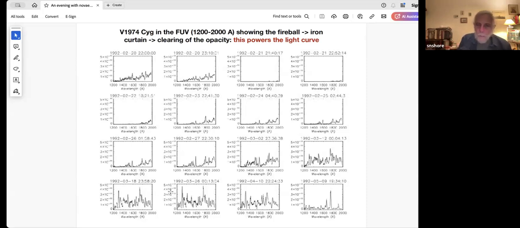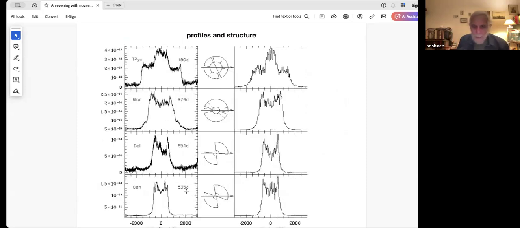Okay, this is what we called at the time the Iron Curtain. It was a political statement, actually, because there was this thing about the lifting of the Iron Curtain, but never mind. So in the optical, when you have high resolution line profiles, the thing you learn from those profiles is the ejecta are not spherical, which anybody could have told you anyway, but we like spheres.